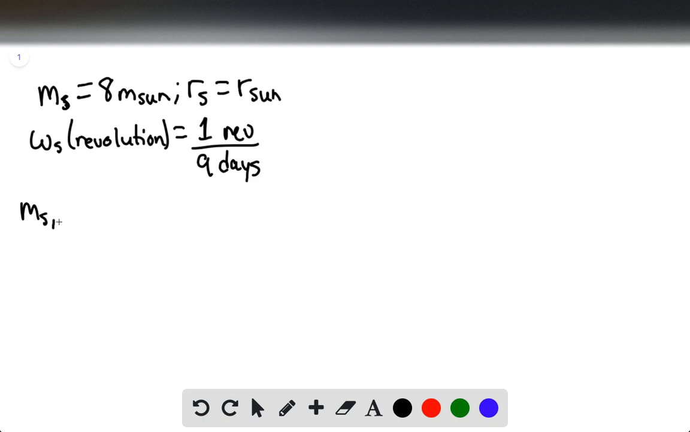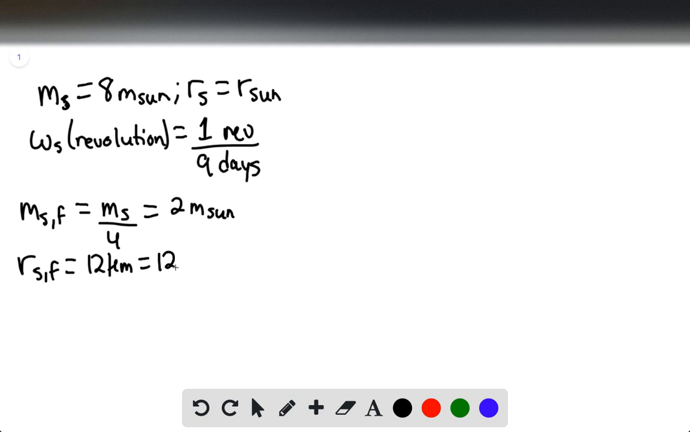The mass of the star final equals the mass of the star over 4, or simply 2 times the mass of the sun. The radius of the star final is going to equal 12 kilometers, or we should convert to 12,000 meters. Now, essentially, first of all, for part A, we should apply the conservation of momentum.